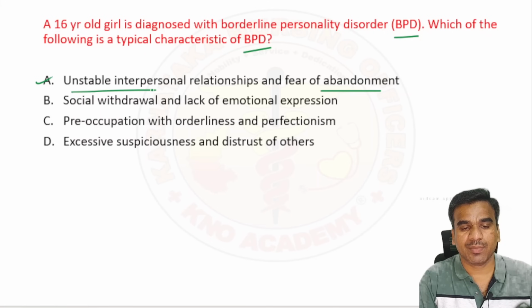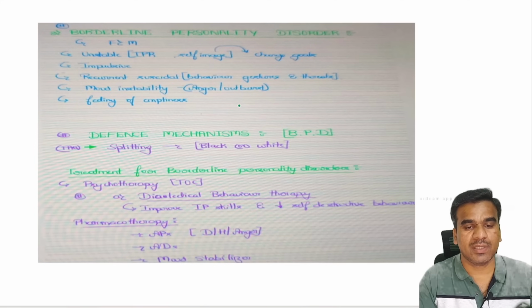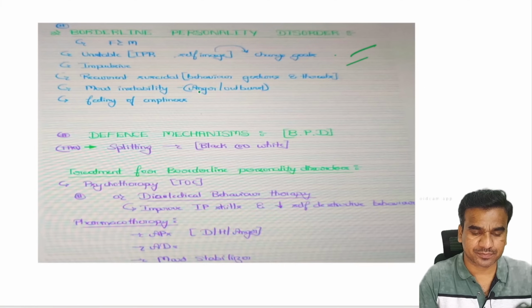Unstable interpersonal relationships and fear of abandonment is the right answer. This is also explained by Praveen sir, on borderline personality. It is available in the KNO Academy app.